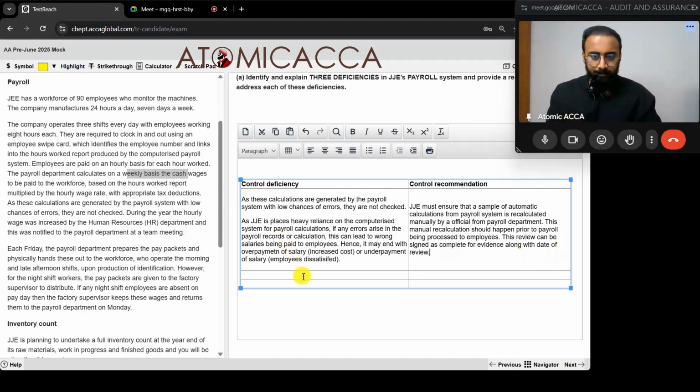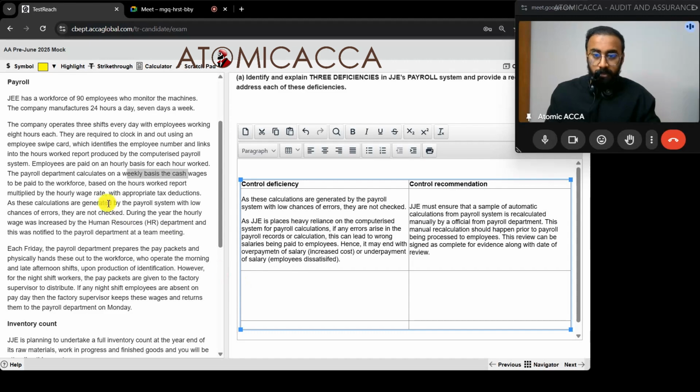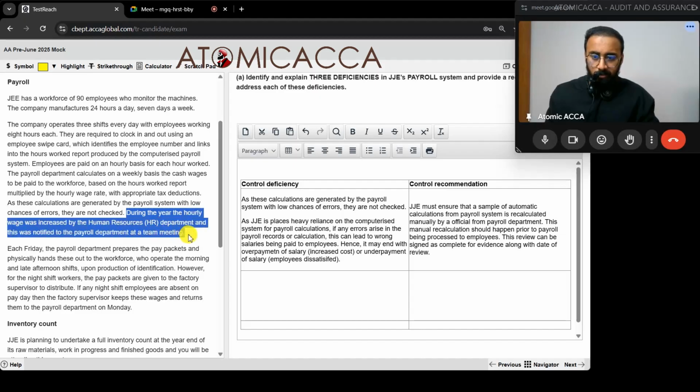Cool. So hope you followed the first part. Second thing was HR: during the year hourly rate was increased by HR department. This was notified at the D meeting. Okay.